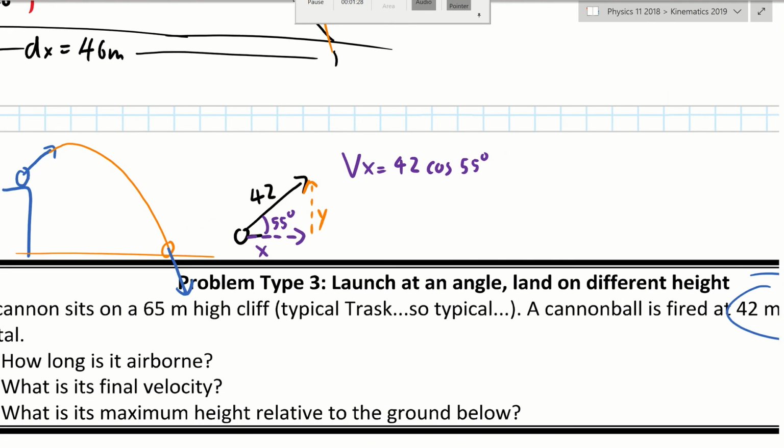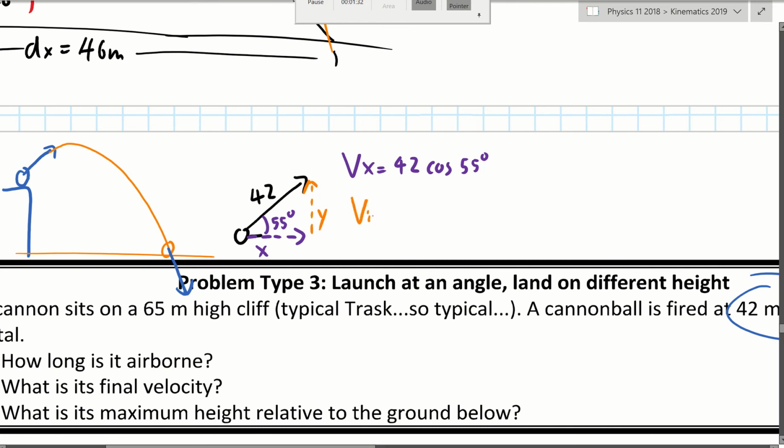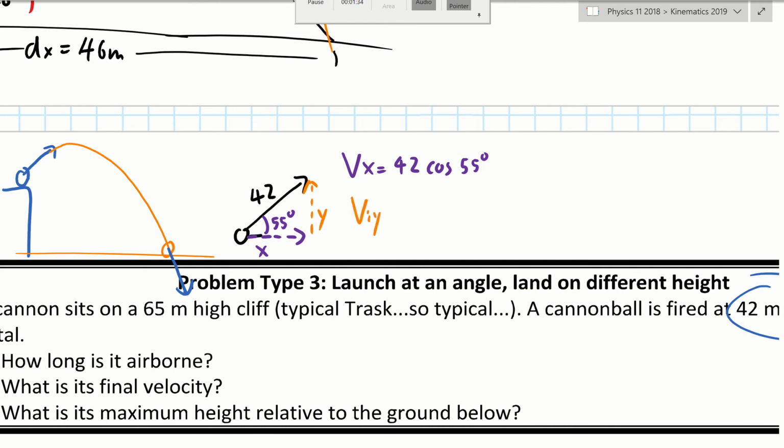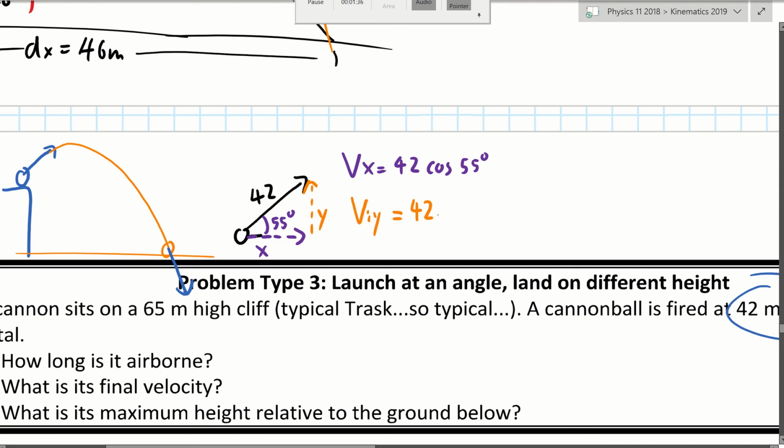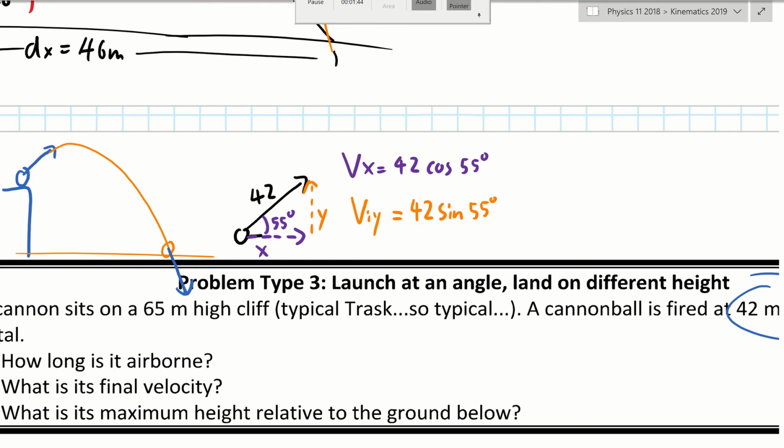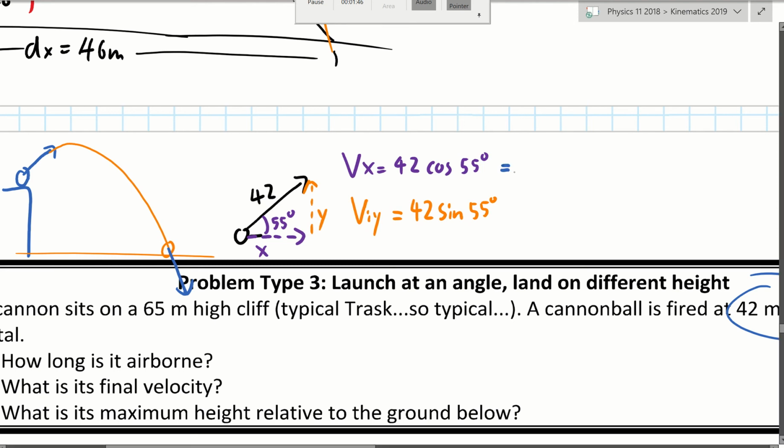Now you also have a velocity in the y direction, which will be this v in the y, and that also goes up. So 45 sine of 55 degrees. They're both positive because one goes right, one goes up. In your calculator, you should be able to get the two components: Vx is 24.1, and Vy is 34.4 meters per second.